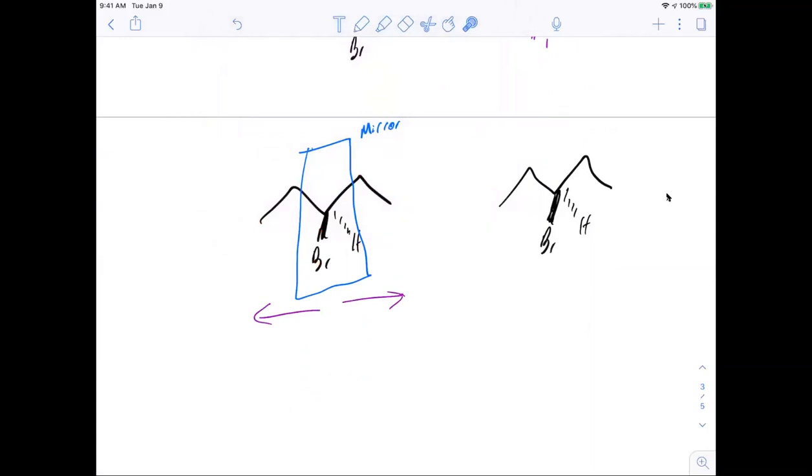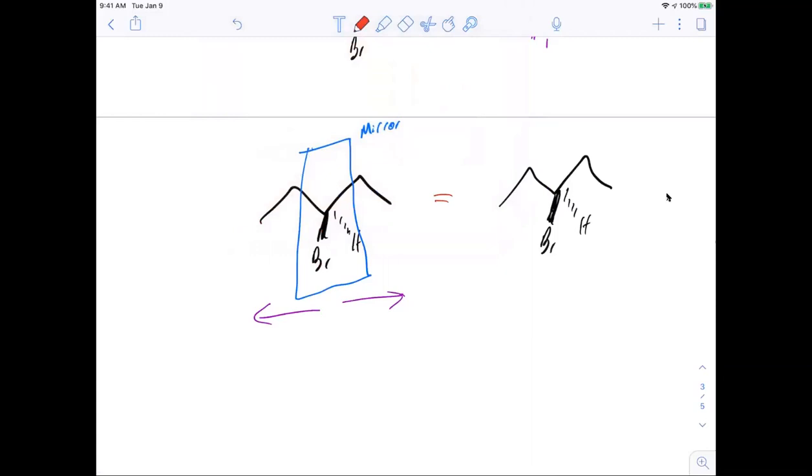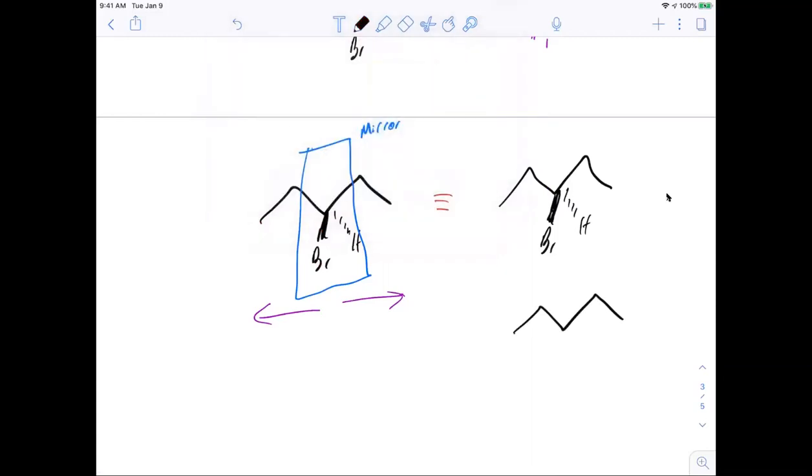Because of that, there's not a chiral center. This has symmetry through the molecule. Therefore, since we look at this one over here, these two are the same molecule. Even if we drew this one, what would happen if I spin that? I get the same thing, because when I spin it, I have an ethyl on one side, an ethyl on the other side.